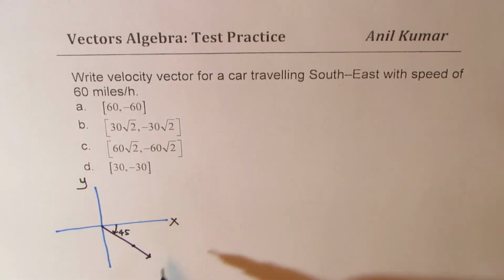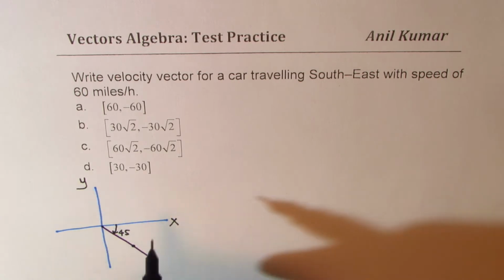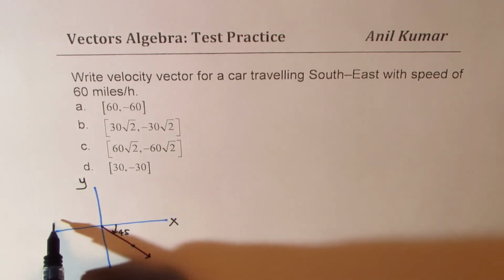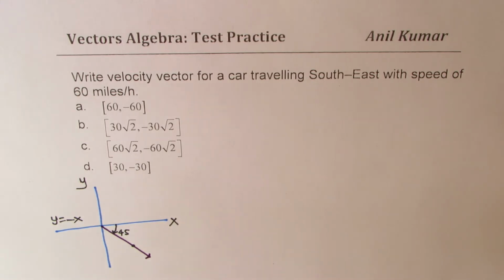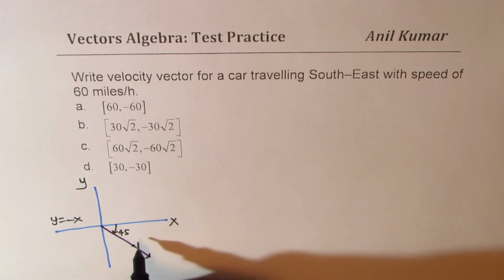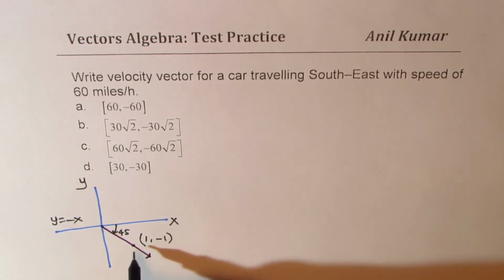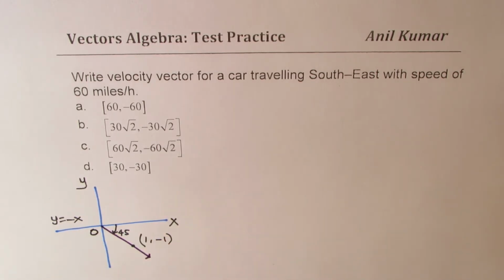On a plane, you know, the line y equals minus x also represents any point on this particular line, correct? So I could consider a point which is 1, minus 1. So this will lie on this line which is southeast of the origin O. This makes sense to you, correct?